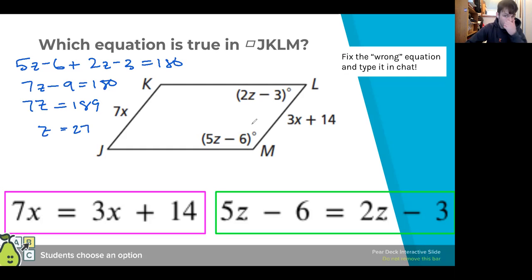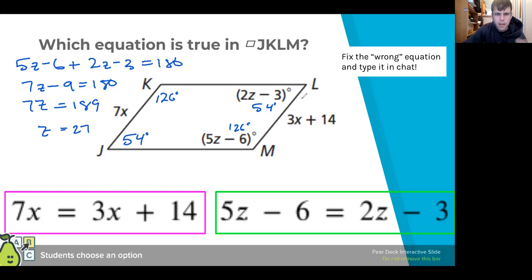So 27, let's go ahead and find angle L. So that would be 2 times 27 minus 3. That makes this one 54, also 54, right? Opposite angles. And then supplementary to that would be 126. And we should get the same thing over here. I'll just quickly do that. 5 times 27 minus 6, just to verify.